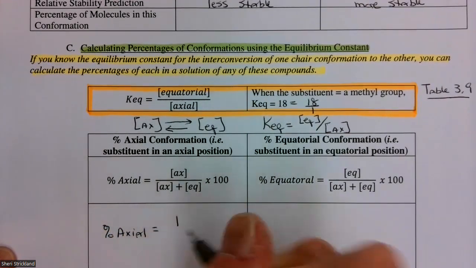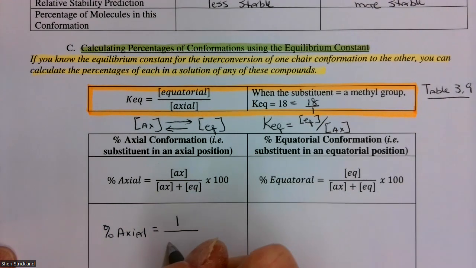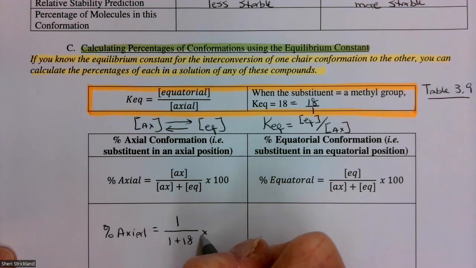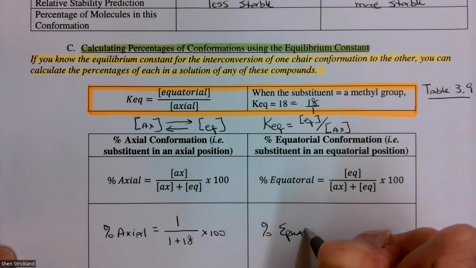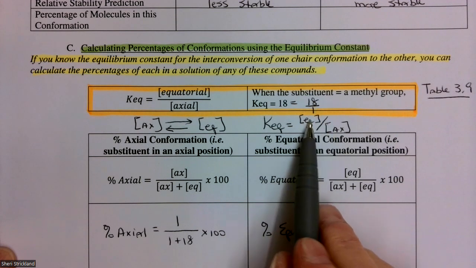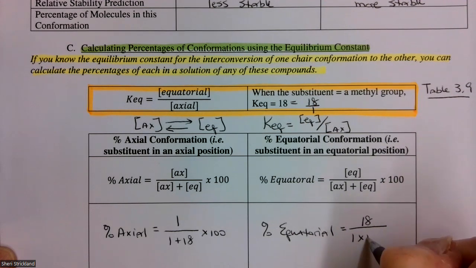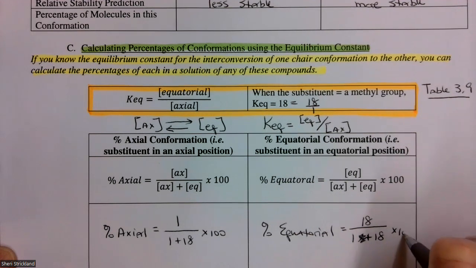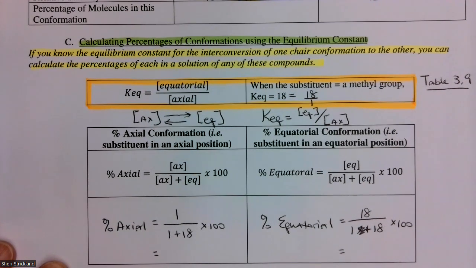will be 1, which represents the axial portion, over the sum of the two of them, 1 plus 18, times 100. And then the equatorial will have the 18 in the numerator and the same sum in the denominator. Oops, sorry, that should be a plus sign. All right, so pause the video and do those two calculations and then come on back.